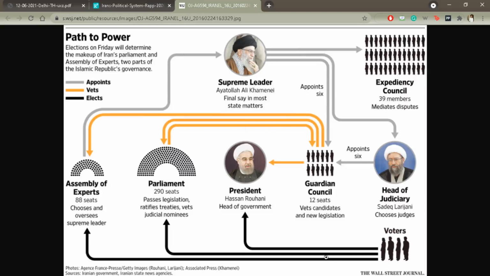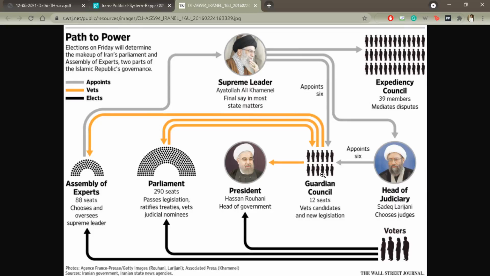So voters directly vote for the president, voters directly vote for parliamentarians, voters directly vote for people on the assembly of experts. This is the total seat. Now who can run for president? That is determined by the Guardian Council. This Guardian Council is not elected. So who can run for elections in any of these houses where people can vote is done by this Guardian Council, which is not elected.